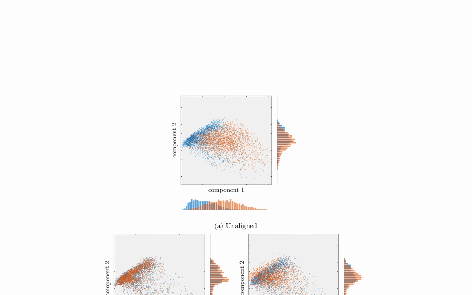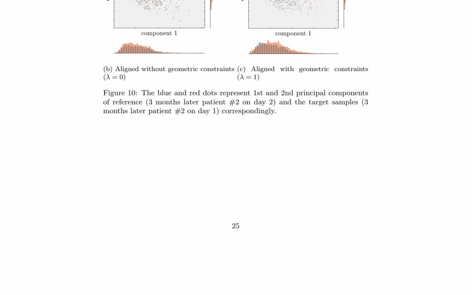The blue and red dots represent the first and second principal components of the reference and target samples, respectively. In Figure 11, the authors demonstrate the point set transformation, alignment, of patient 1 samples on day 1 and day 2, visualized in the space of the first and second principal components. The alignment is performed with and without geometric constraints, denoted by lambda equals 0 and lambda equals 1, respectively. The results illustrate that the proposed method can successfully align the point sets, even in the presence of geometric constraints.